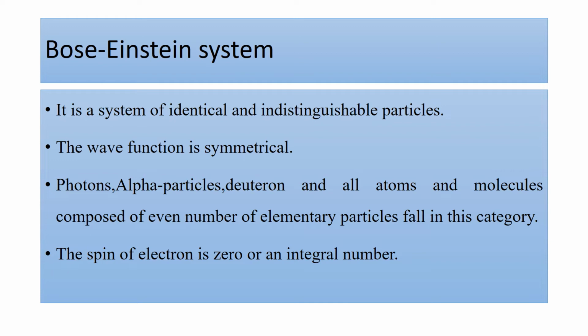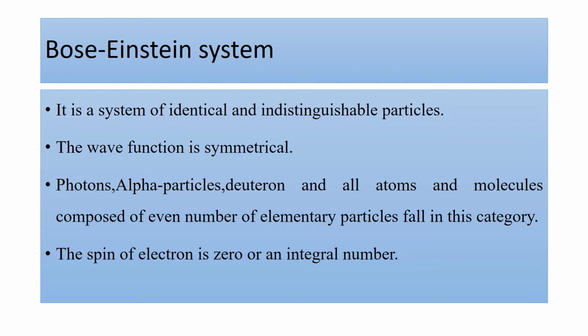Next is Bose-Einstein systems, that is, symmetrical eigenfunctions. It is a system of identical and indistinguishable particles. The wave function is symmetrical and the state of the system is determined if the number of particles in a given quantum state is known. There is no restriction on the occupancy of the particles in a given quantum state.